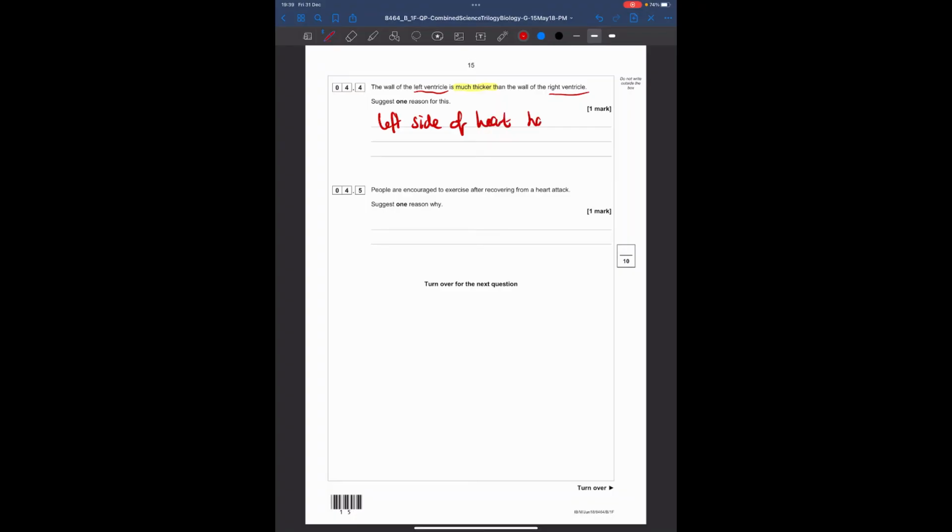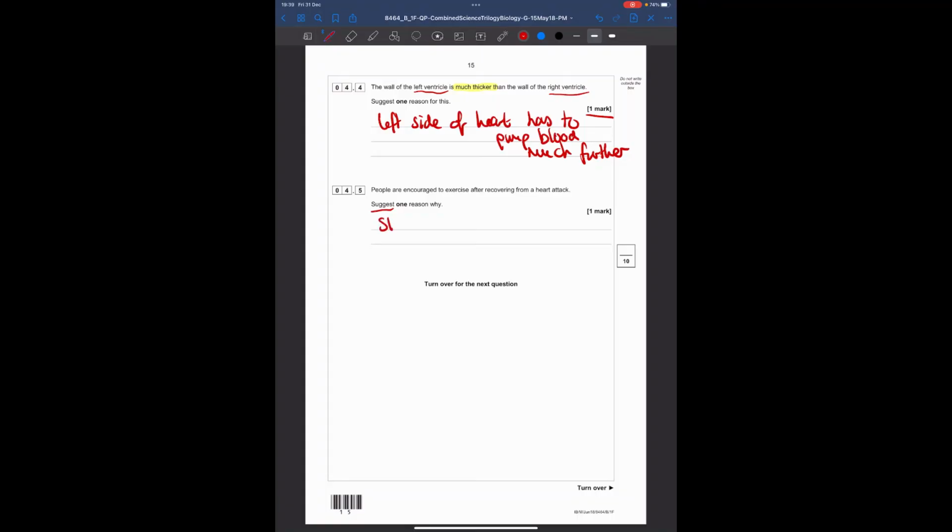So the left side of the heart has to pump blood much further. And that's enough because it's only a 1 mark question. Okay. Then question 4.5, people are encouraged to exercise after recovering from a heart attack. Suggest a reason why. If the command word in the question is suggest, it just means put down a logical reason why. Okay. So why might people be told to exercise after recovering from a heart attack?